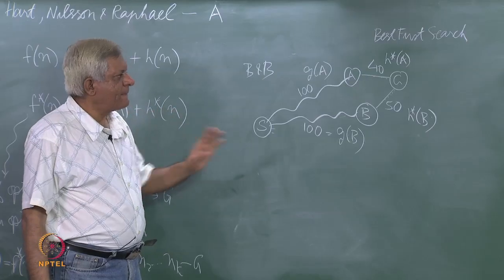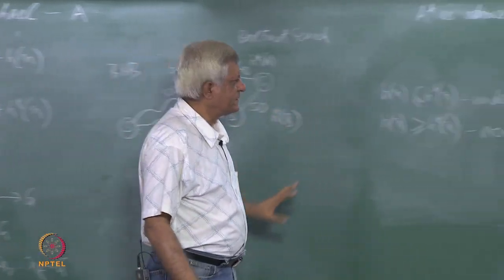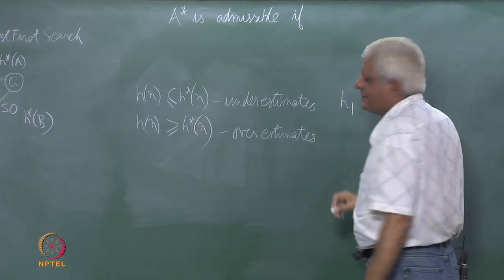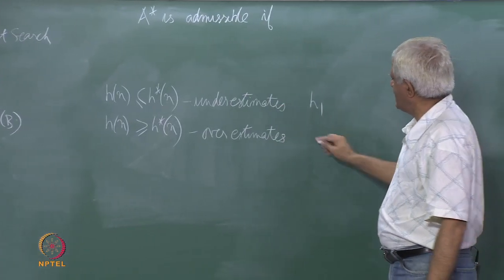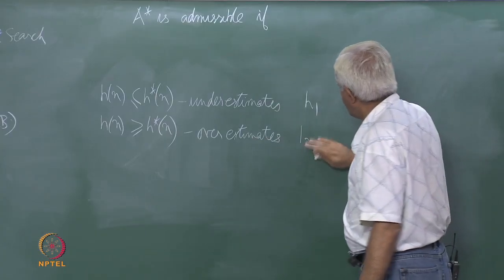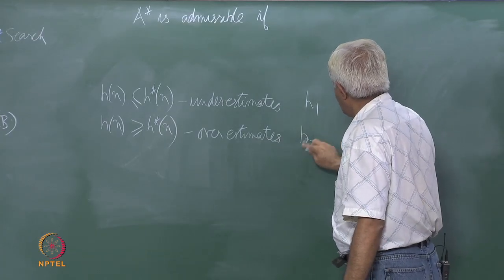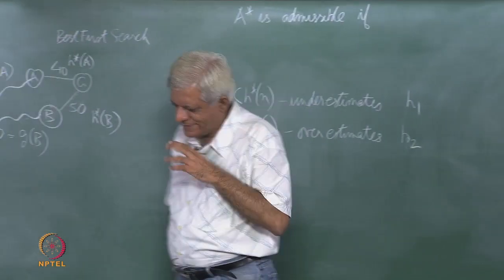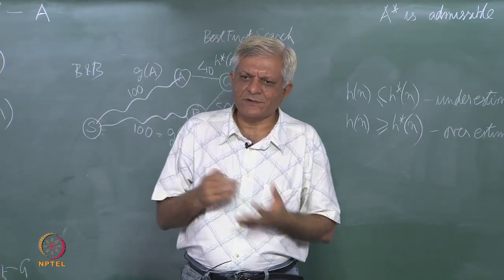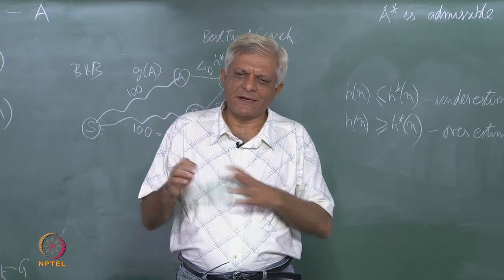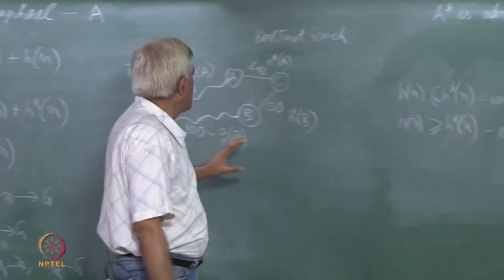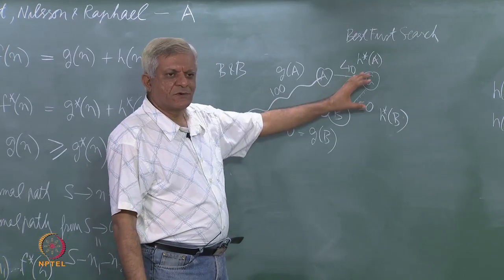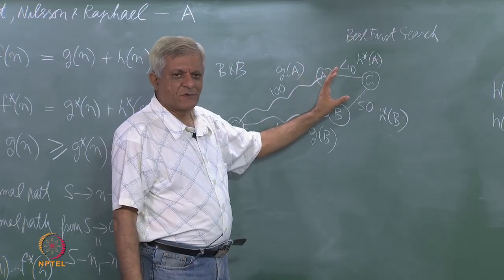So, let us look at examples of both these functions. Let us say H1 underestimates the cost and H2 overestimates the cost, and let us pick functions which are not very good, in the sense that both of them are giving you wrong information. Both of them are telling you that B is actually closer to the goal than A is.